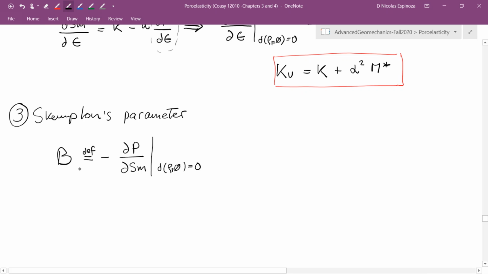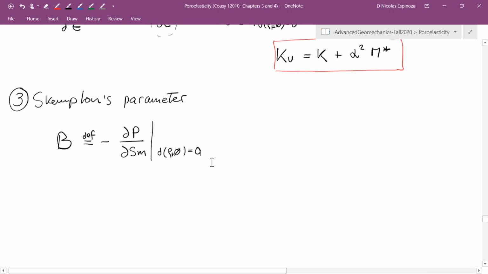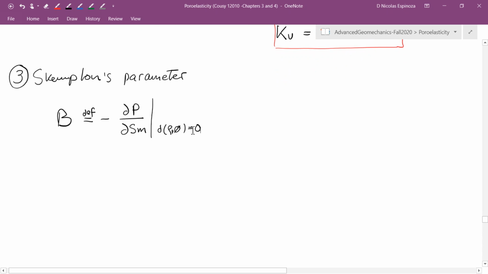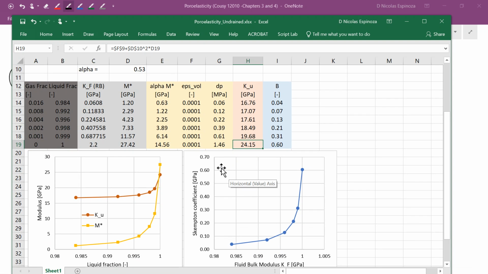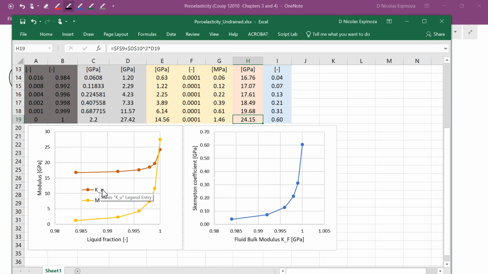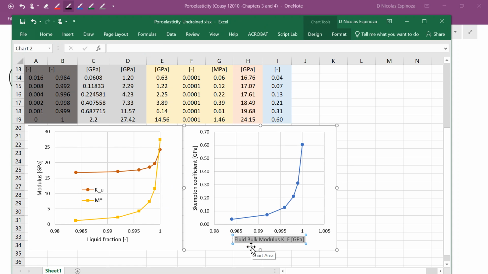All right, this is what we define as the Skempton parameter. And let's see what that Skempton parameter looks like. Okay, well, before I do the definition, actually, let me explain what is a practical application of this Skempton parameter. As we have seen in these plots, the undrained bulk modulus changes significantly as we approach 100% saturation of a fluid with water. And let me change also this over here. This is going to be also the liquid fraction.